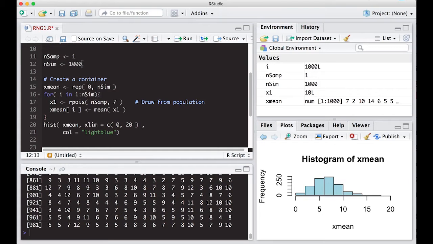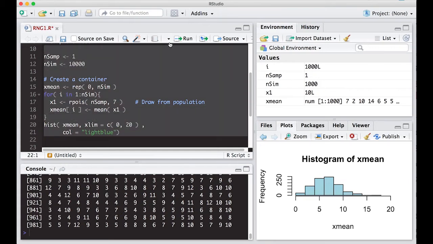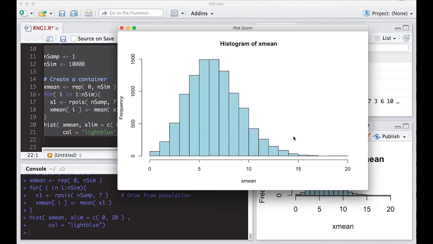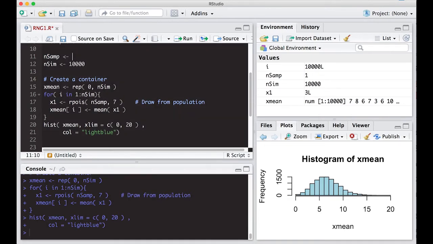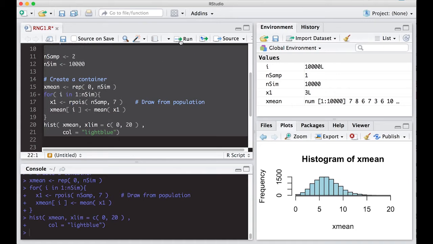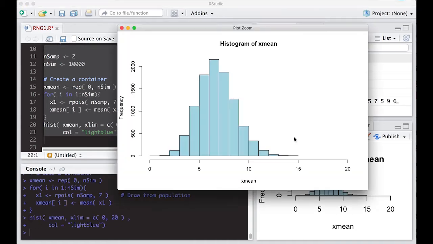Let's crank the simulations up. Maybe we can see a gap. I don't know whether it'll allow us to or not. Zoom in. Nope, still can't see the gap. But you can see it is right skewed and it's centered around 7, which is what we know it should be centered around. What happens when we start cranking up the sample size? I'm going to go to 2 here and see what happens. Notice that it's already shrunk in and it's becoming less right skewed.